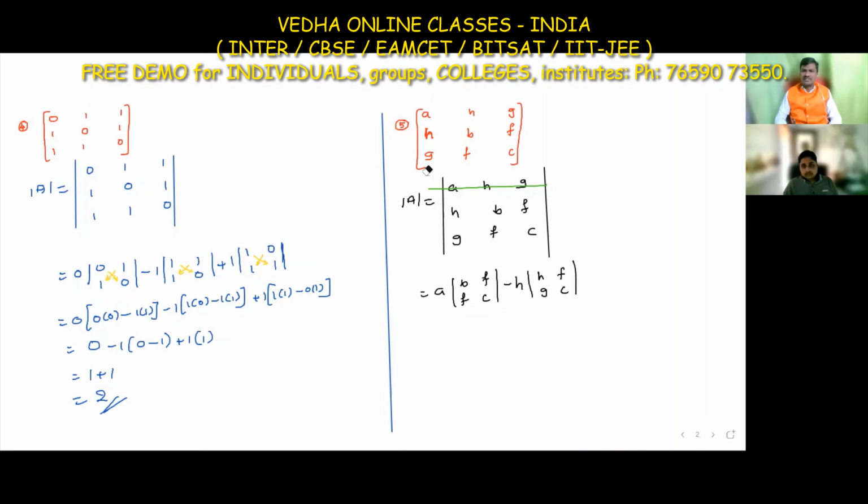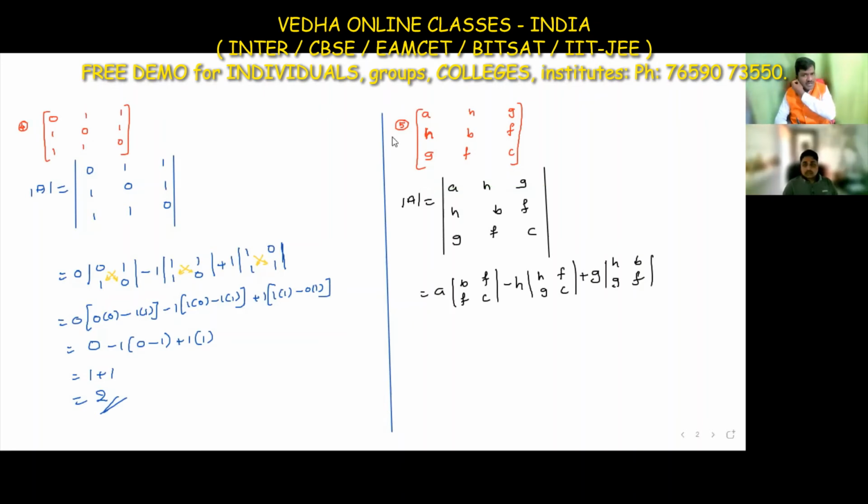So after this, next we go to the next element. What is the next element? G is the next element. G is in the first row and the third column, so close the third column. Then we have H B, G F. We apply the same way.